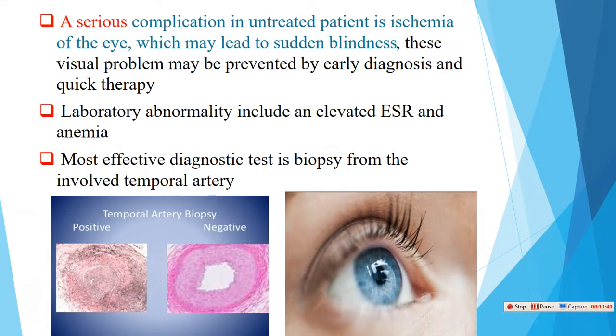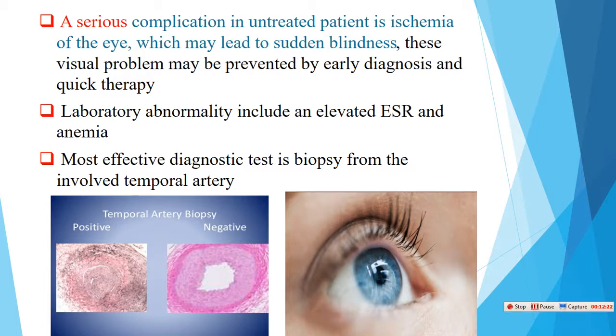A serious complication of this type of pain in an untreated patient is ischemia of the eye, which may lead to sudden blindness. These visual problems may be prevented by early diagnosis and quick therapy. Laboratory abnormalities include an elevated ESR and anemia. ESR, erythrocyte sedimentation rate, most commonly increases in patients with systemic inflammatory disease. So, due to the immune abnormality, this is an inflammatory disorder, so the ESR is elevated. Also, patients with elevated ESR suffer from anemia.